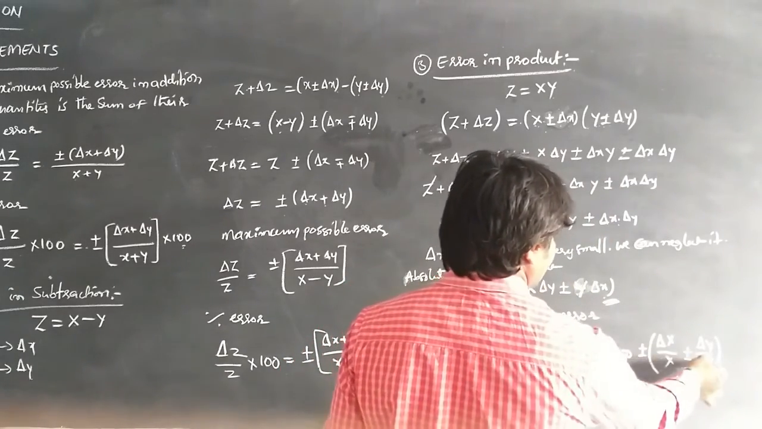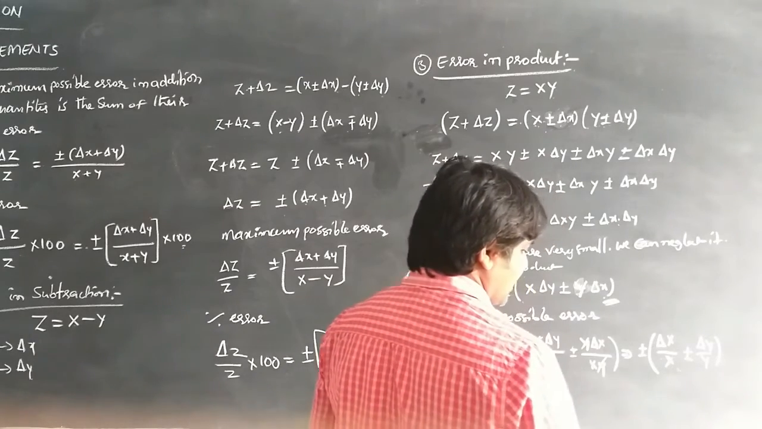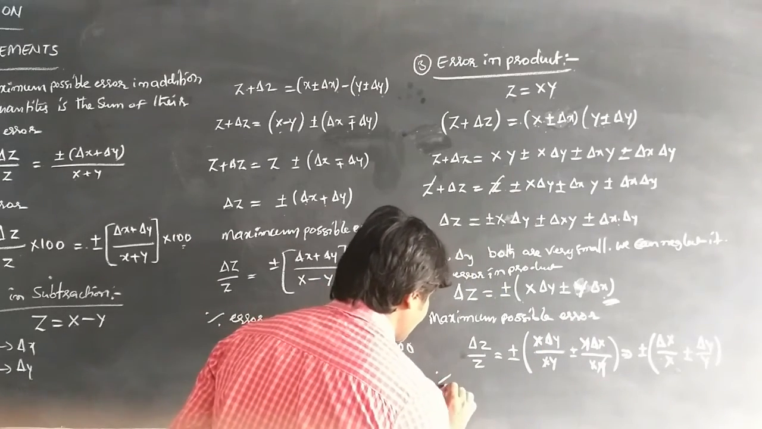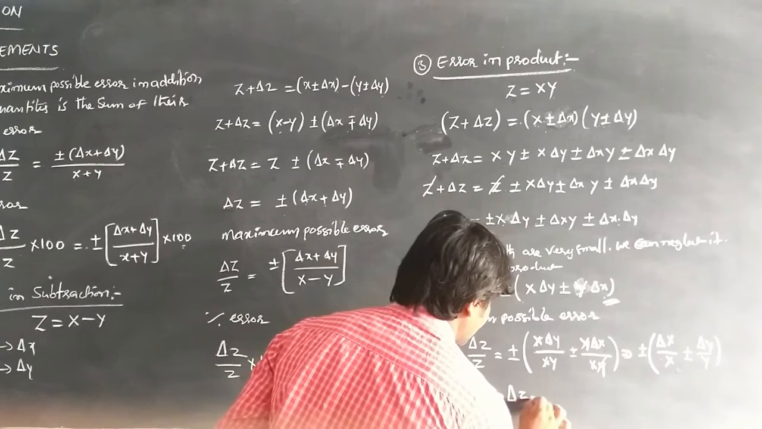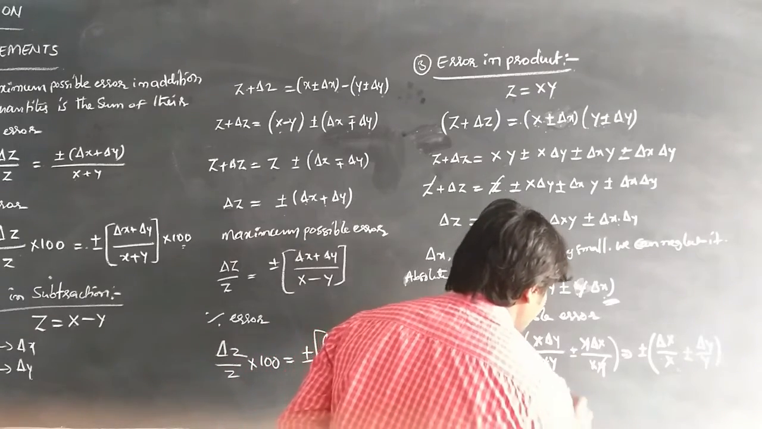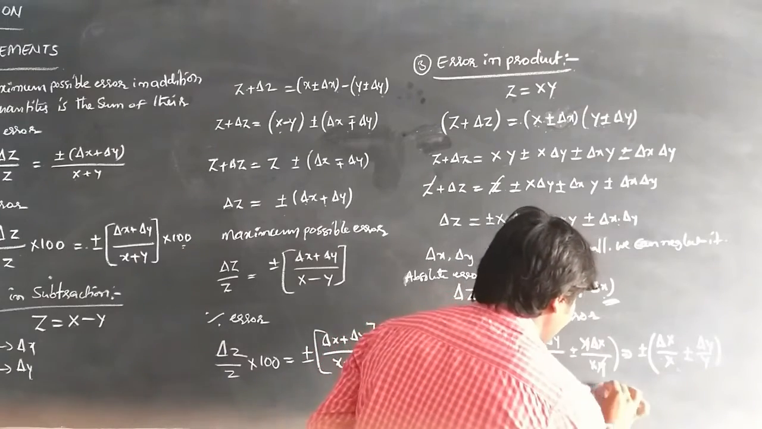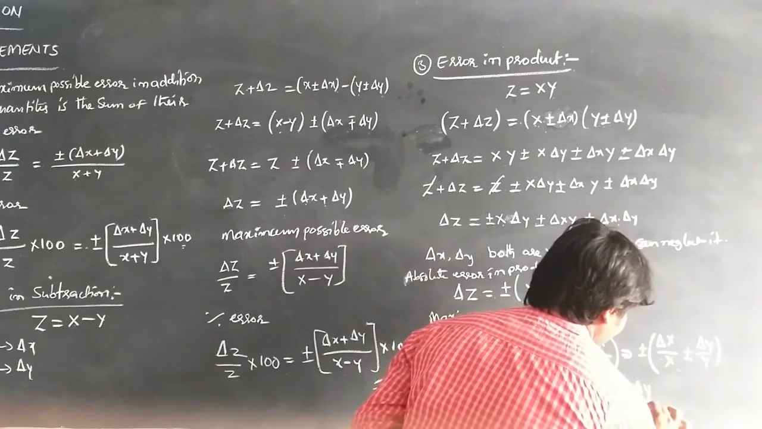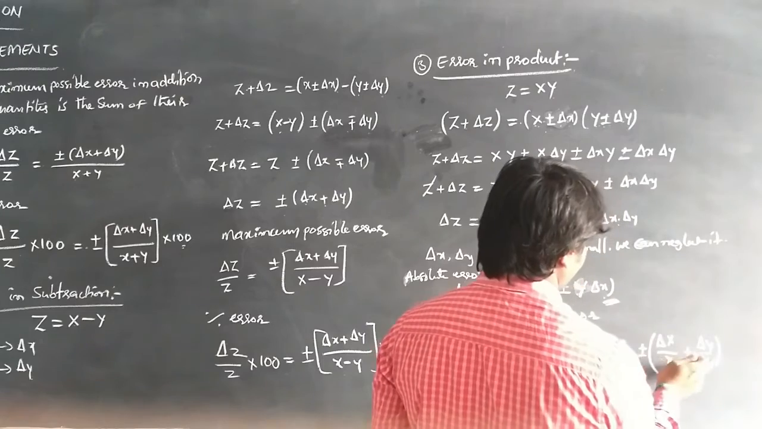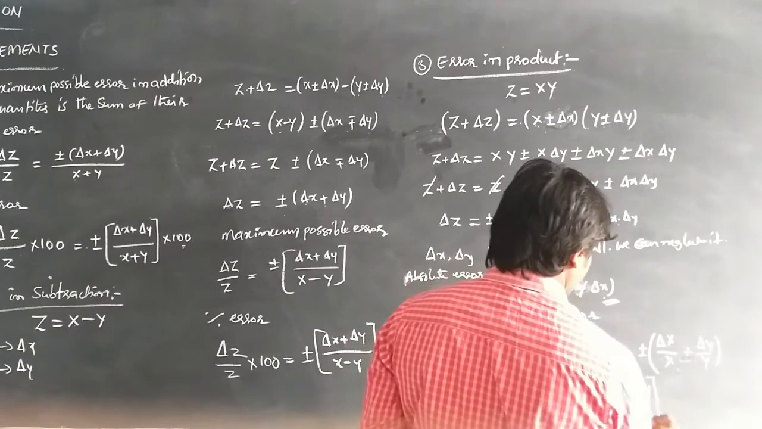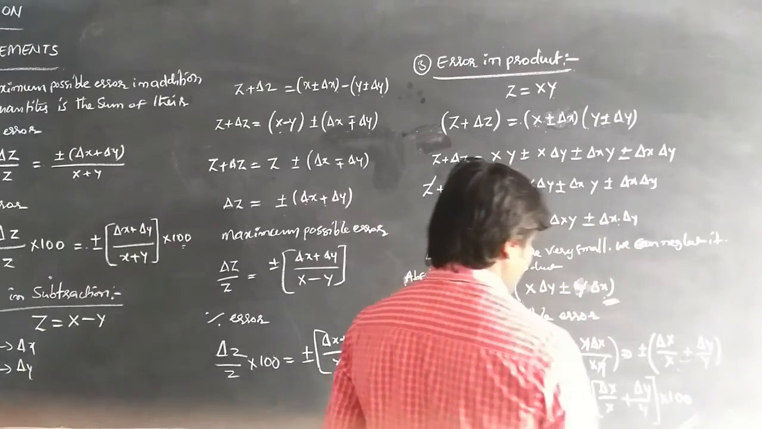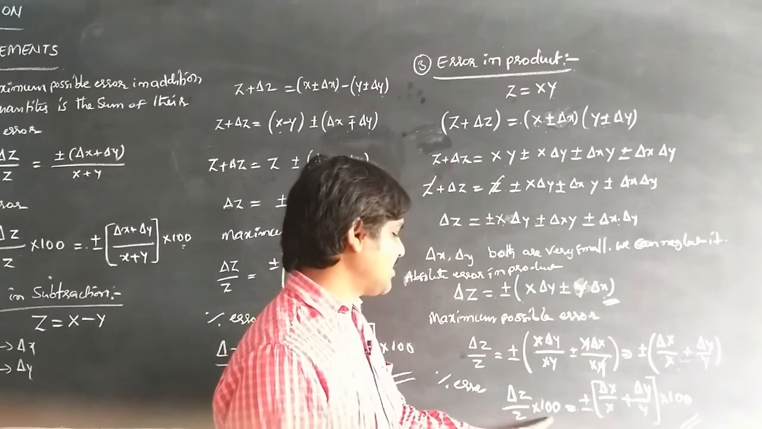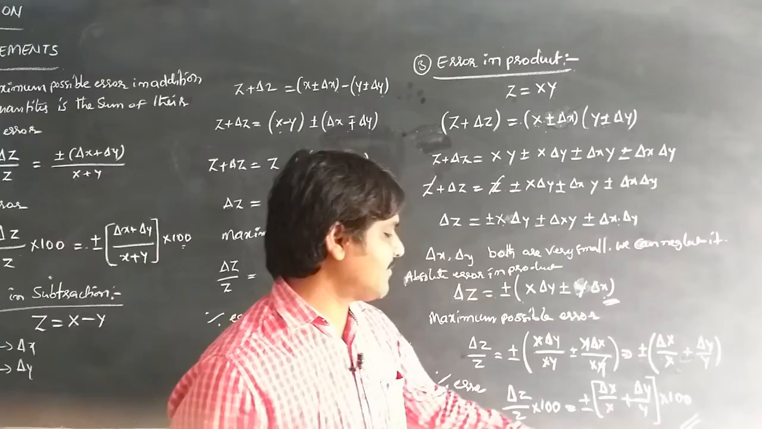This is one of the fractional errors and this is the other fractional error. So that's why we can write that it is the sum of the fractional errors in the individual quantities. So the percentage error, delta z by z into 100, is equal to plus or minus delta x by x plus delta y by y. We already wrote plus or minus, so there is no need to write it inside also. Then into 100. So this is the percentage error in product, delta z by z into 100 equals plus or minus delta x by x plus delta y by y into 100.